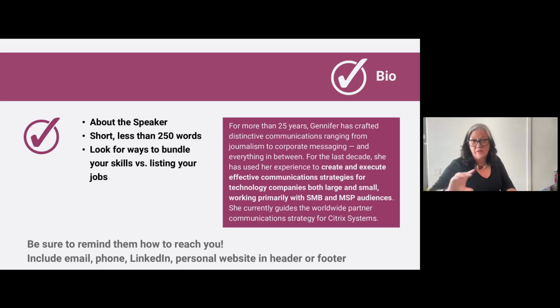This is quite literally my first paragraph, and it's my elevator pitch, right? Tell me what you do. I create and execute effective communication strategies for technology companies, both large and small, working primarily with SMB and MSP audiences. That's it. That's who I am. That's what I do. One sentence. The rest of it just kind of wraps it up a little bit. I usually throw a little sentence at the end that's personal. So mine closes with, I live in Erie. I'm an avid scuba diver and kayaker, and I'm mama to 2 dogs, right? Just a little bit more about me.